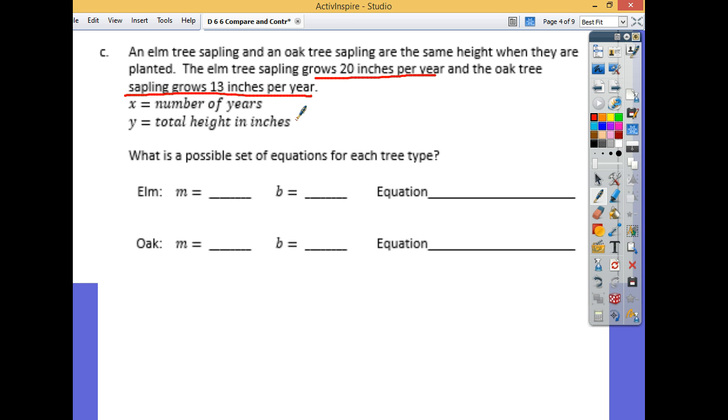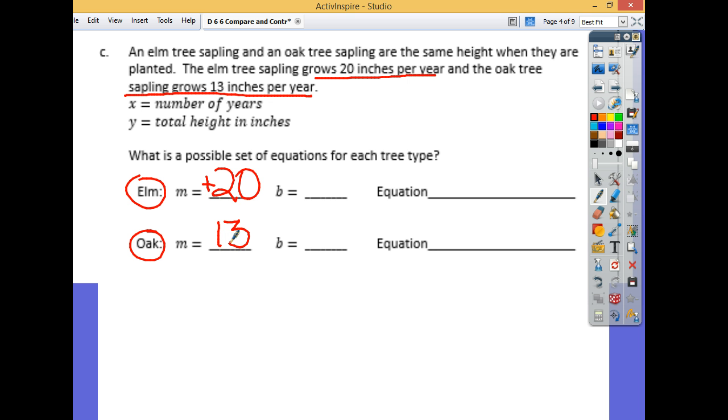So where do we want to put that 20 and that 13? Is that their initial height? Is that what they started out as? No. But the elm tree, the rate of change, it's a positive, goes up how much every year? 20. Goes up 20 inches per year. The oak tree goes up what? 13 inches per year. That's the rate of change for the oak tree.